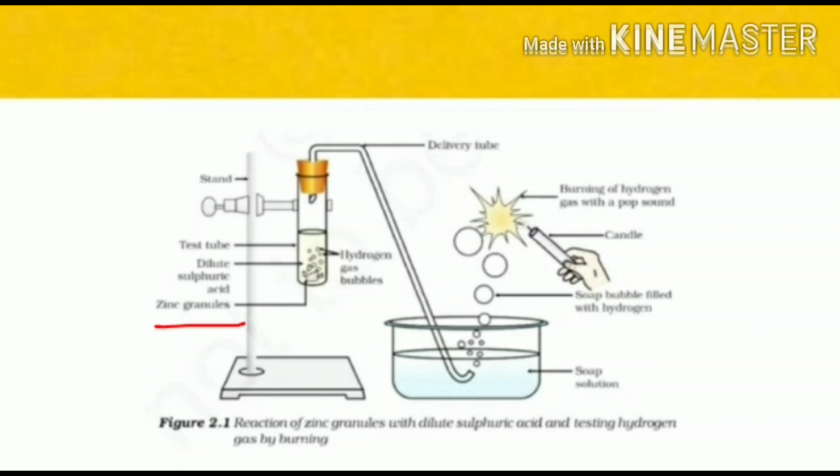In this test tube, we take about 5 ml of dilute sulfuric acid and add a few zinc granules to it. Now what we observe? We see a gas is evolved in the test tube and this gas passes through the delivery tube into the soap solution that is present in the glass tumbler. Now as it passes through the soap solution, we see bubbles of soap comes out. Now what we do? We bring a burning matchstick or a burning candle near these bubbles and we observe that these bubbles burst with a pop sound. What does this indicate? This indicates the production of hydrogen gas.